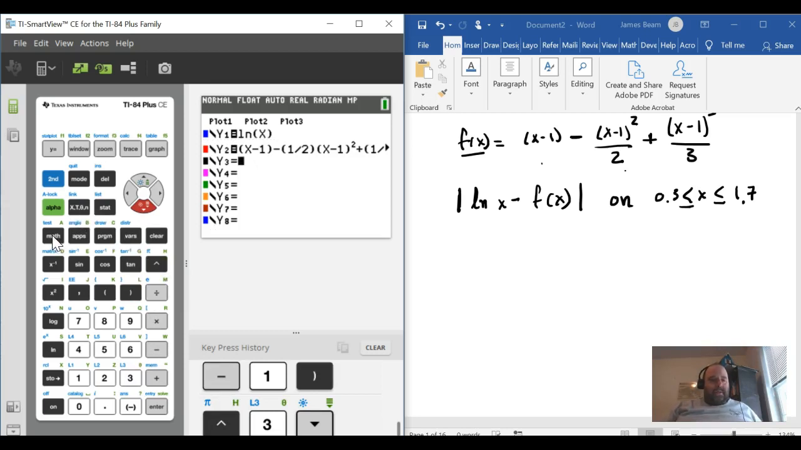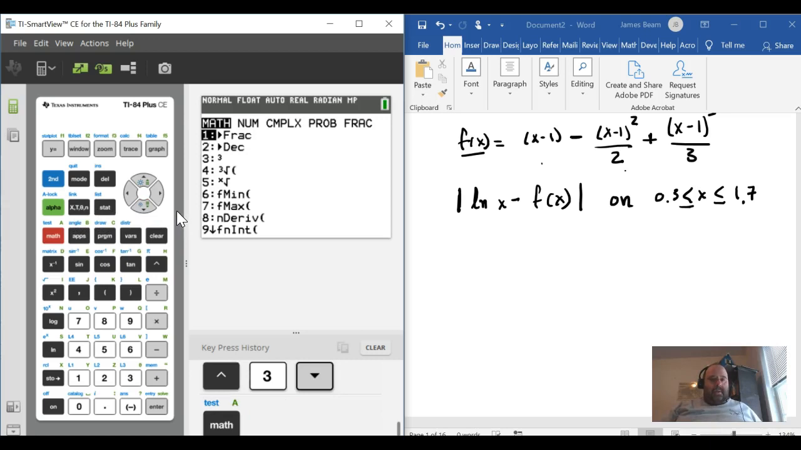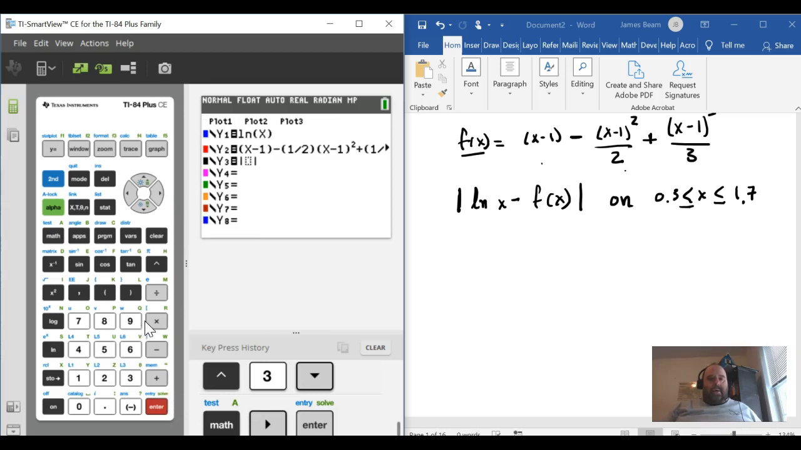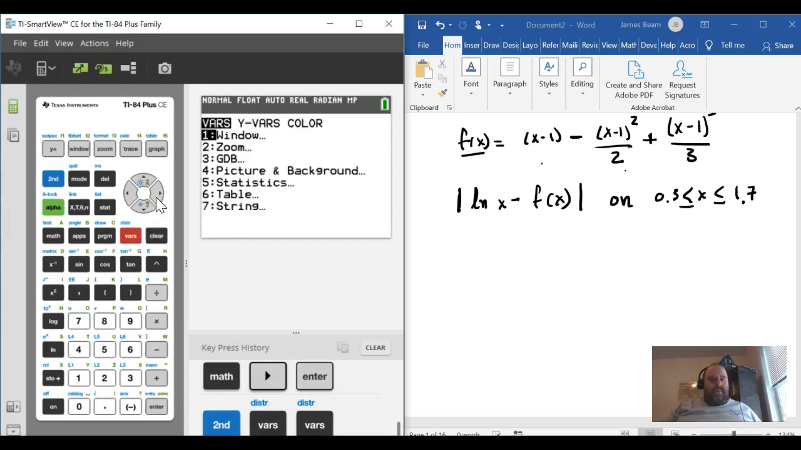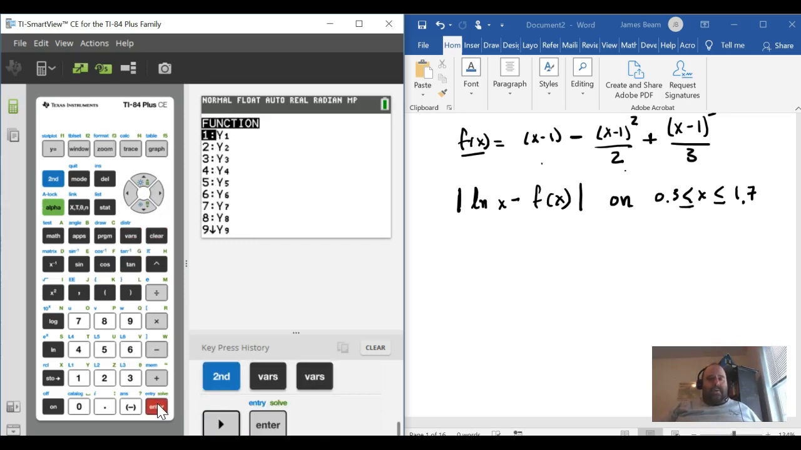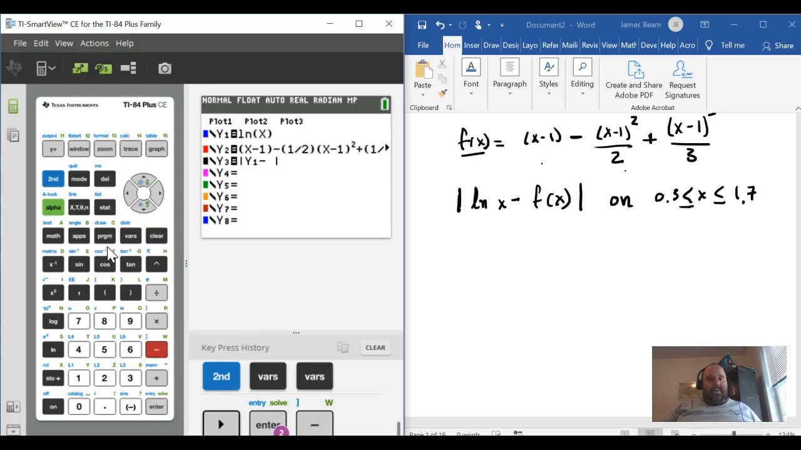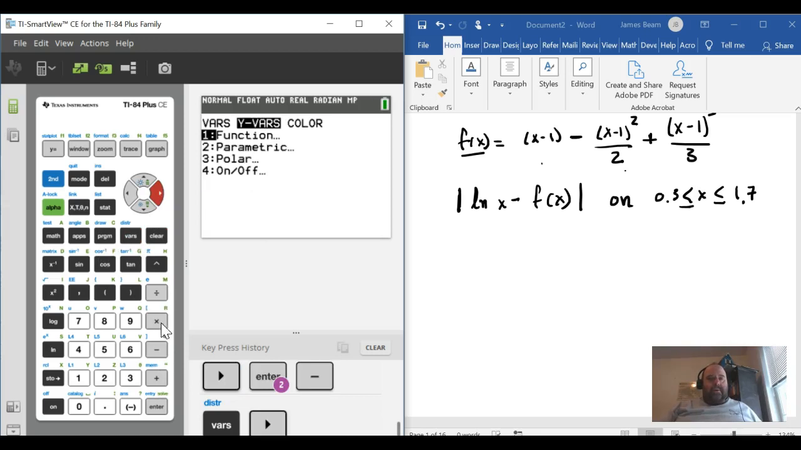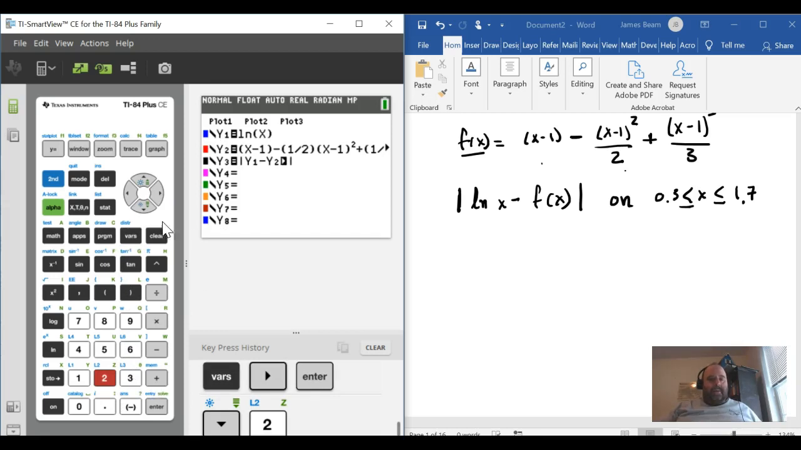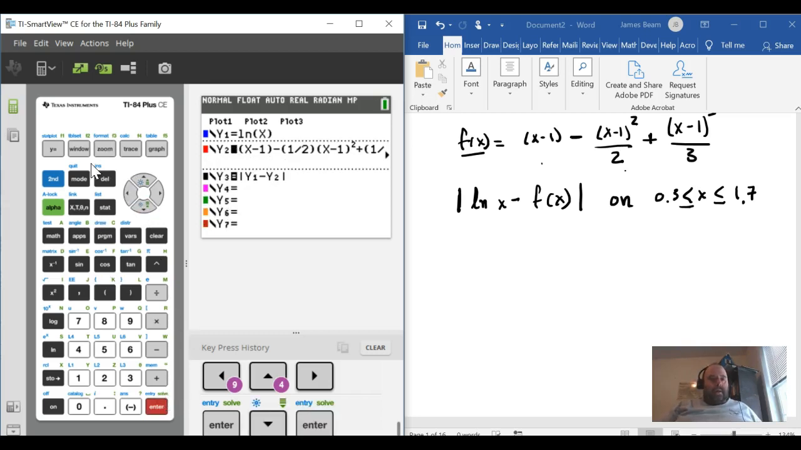Okay, so what I'm going to do here is I'm going to get a little clever. I'm going to say this is math, absolute value is math number 1. Right, absolute value of, so I'm going to second vars, and I just want vars, right? Y vars function y1 minus vars y vars function y2, right? And then, okay, I don't want to graph everything. I just want to graph y3 here, so I'm actually going to turn off the graph for y1 and turn off the graph for y2, and I'm going to set a window.